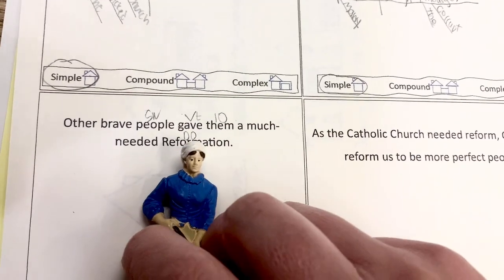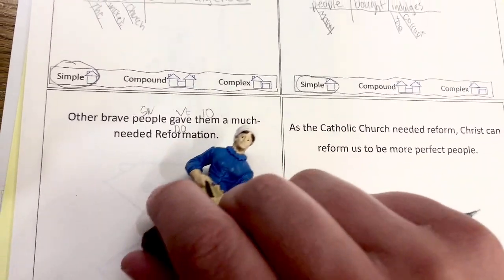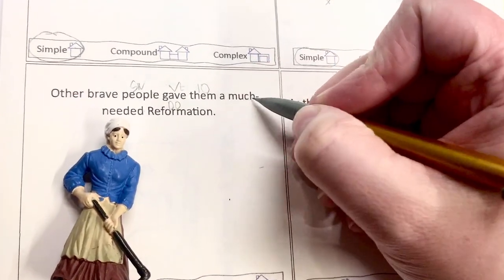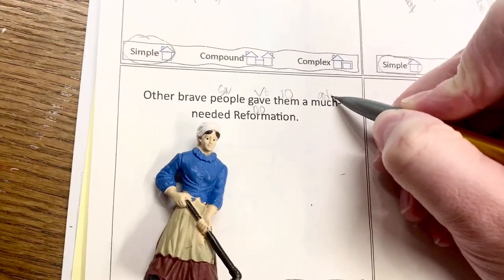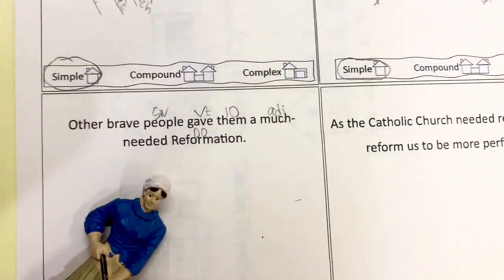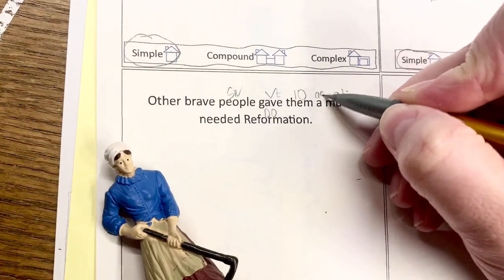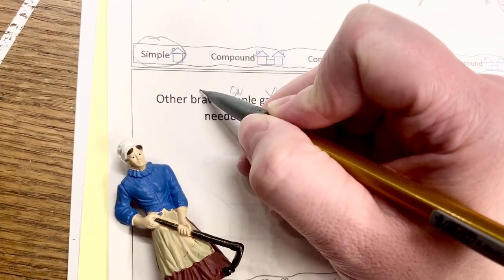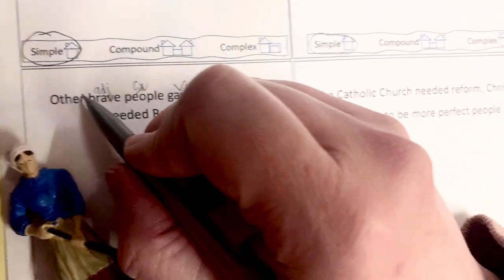All right, what kind of reformation? Now, this hyphen might throw you off. A much-needed reformation. Because there's a hyphen, we will consider it one word. And since it's describing a noun, it would be an adjective. And what is a? Article adjective. What kind of people? Brave. Adjective. Which people?